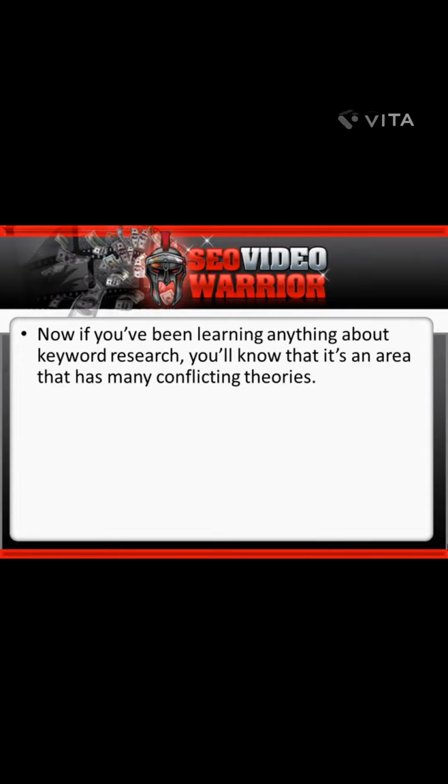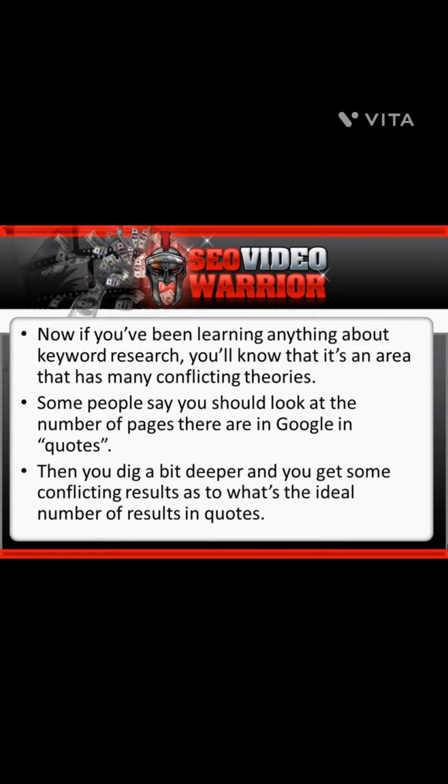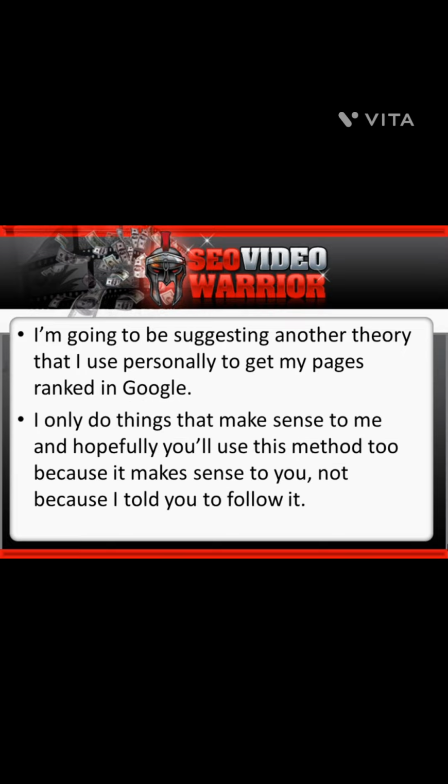Now, if you've been learning anything about keyword research, you'll know that it's an area that has many conflicting theories. Some people say you should look at the number of pages there are in Google in quotes. Then you dig a bit deeper and you get some conflicting results as to what's the ideal number of results in quotes. I'm going to be suggesting another theory that I use personally to get my pages ranked in Google.